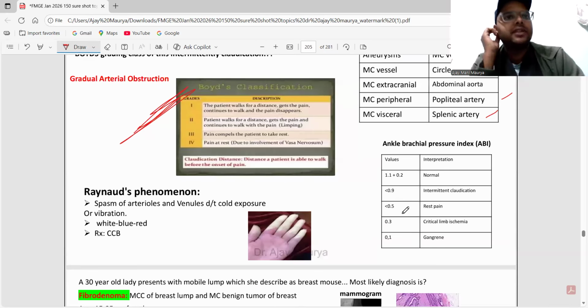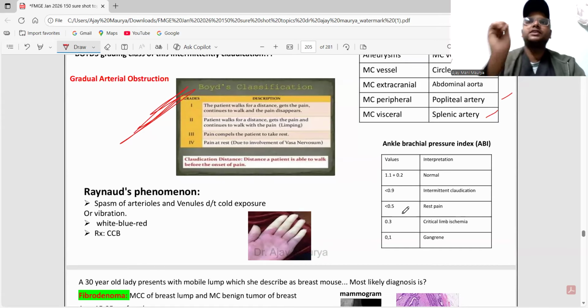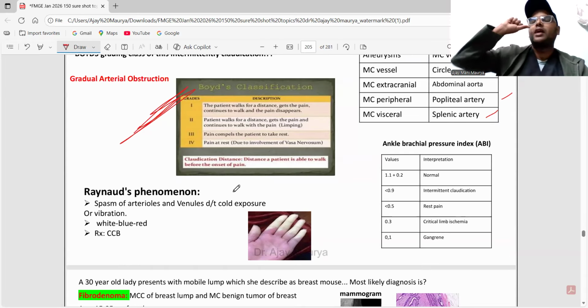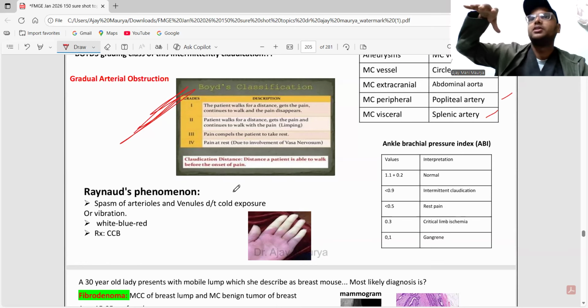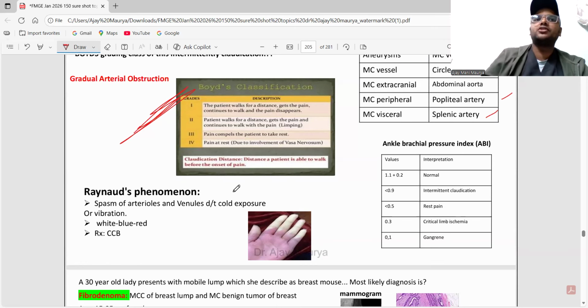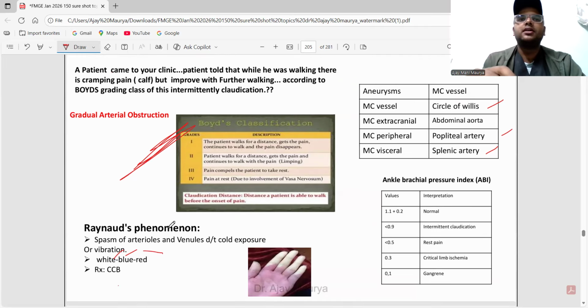Remember, Raynaud's phenomenon is due to spasm of the arterioles and venules due to cold exposure. Also called washerman's hand. People who are always working in water and doing building works and so on will get Raynaud's phenomenon, because of the spasm of the arterioles. First it will turn white, then blue, then red. The treatment is calcium channel blockers, the drug of choice.